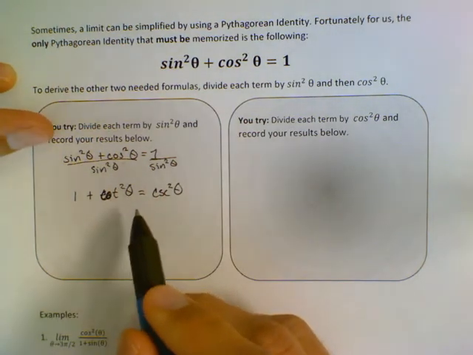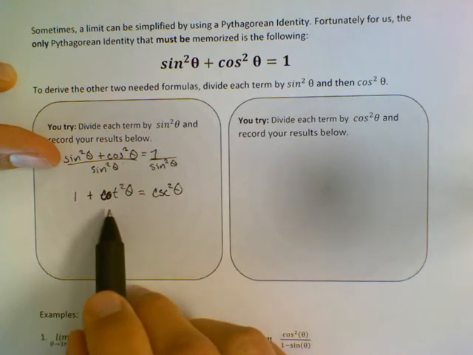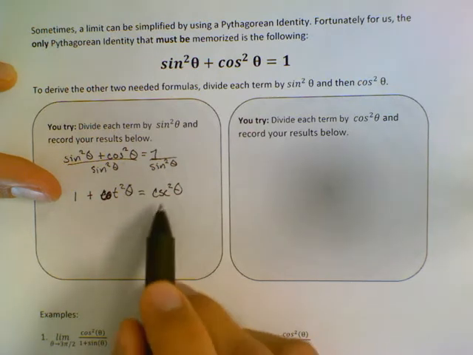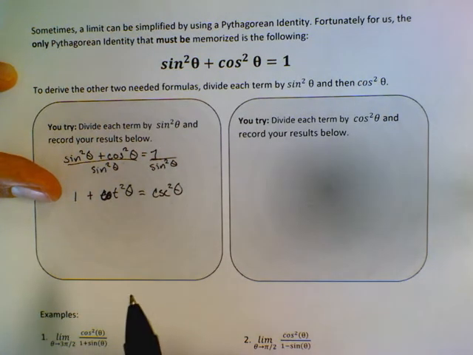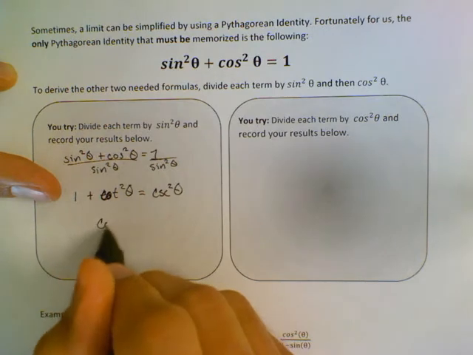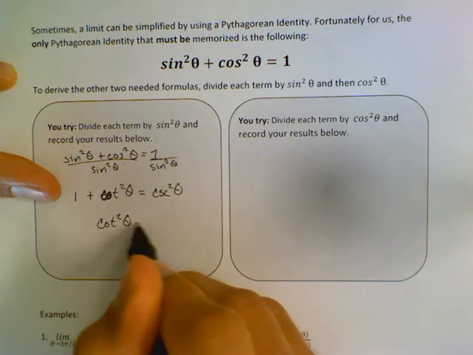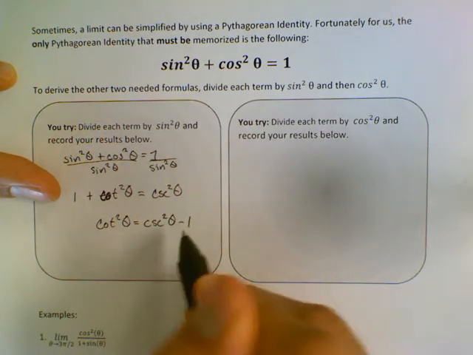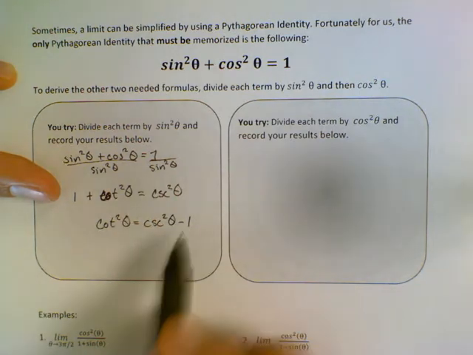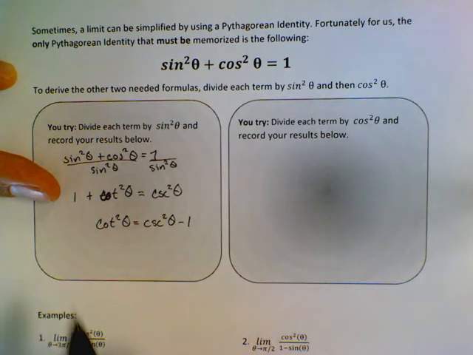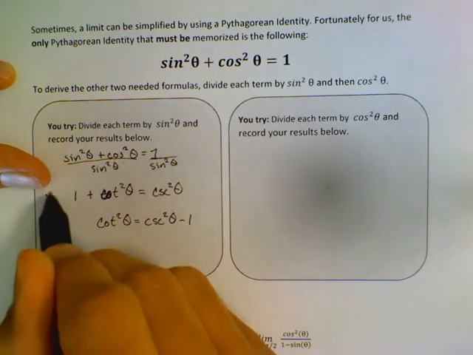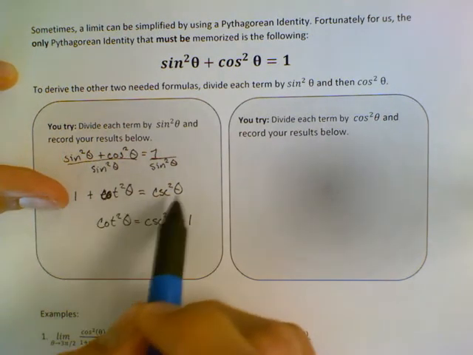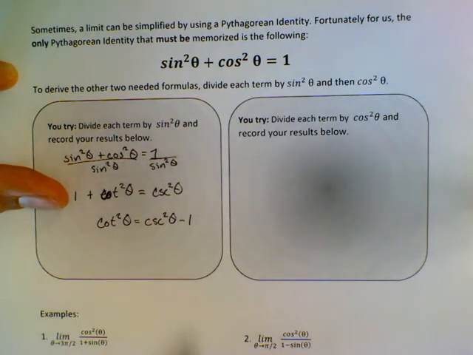So it depends on the situation what formula you want to memorize. I typically remember this one: 1 plus cotangent squared theta equals cosecant squared theta. However, it might also be beneficial to memorize it as cotangent squared theta equals cosecant squared theta minus 1, which is just the algebraic equivalent. Okay? So like I said, I just memorize sine squared plus cosine squared equals 1, and then I just derive the formula if I ever need it.